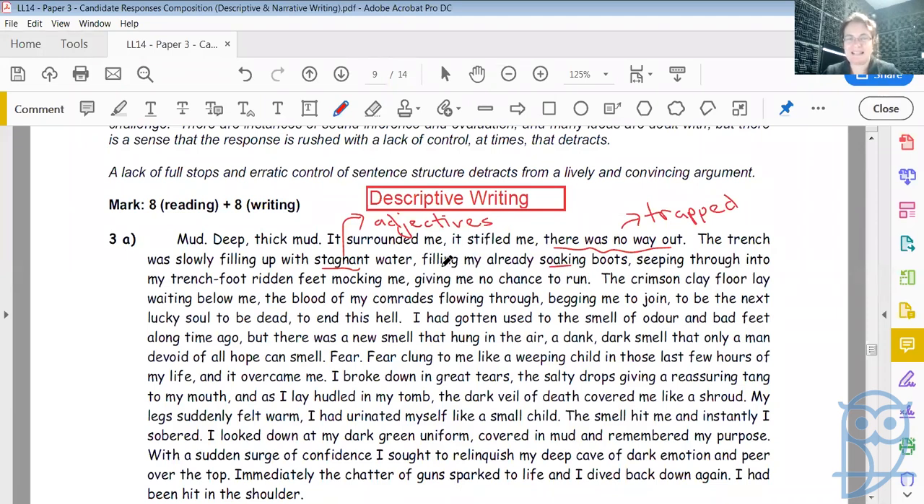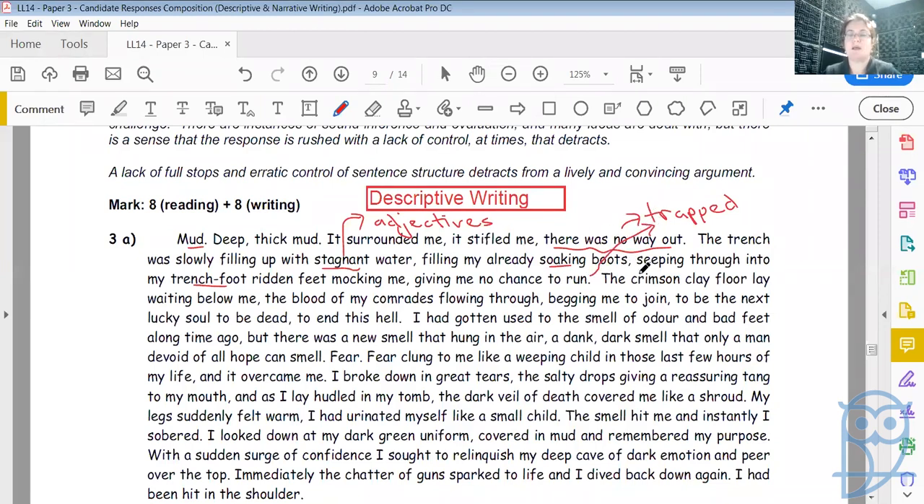So we have settings, surroundings. He's in a trench, there's mud. He's got trench foot, which was a common ailment during especially the First World War in the trenches. Okay, so we know exactly where this speaker is situated, the writer. Giving me no chance to run. Once again, linking to this idea of being trapped.